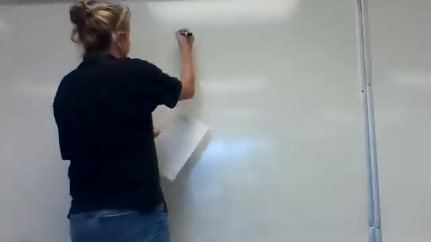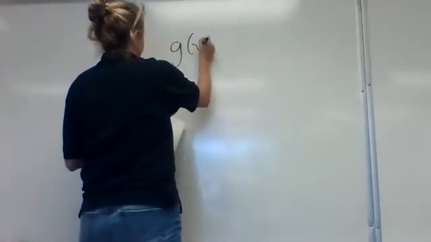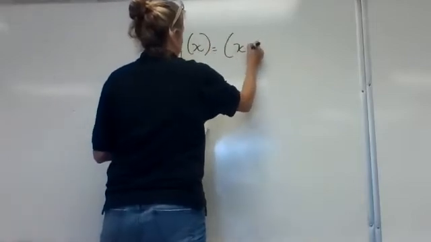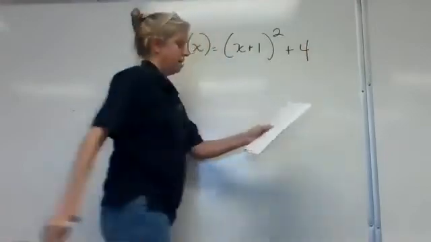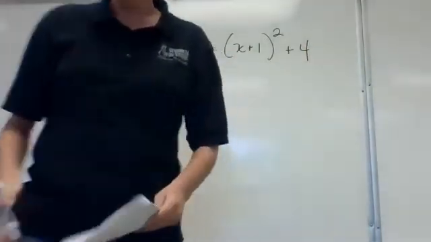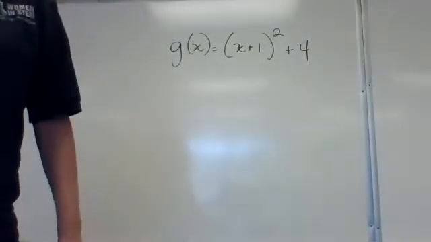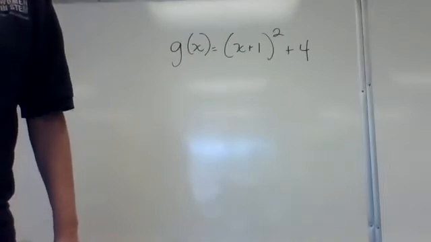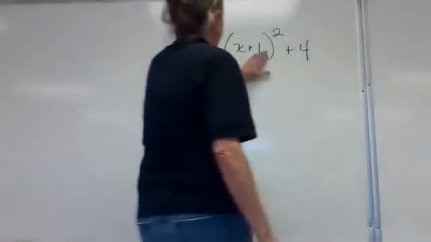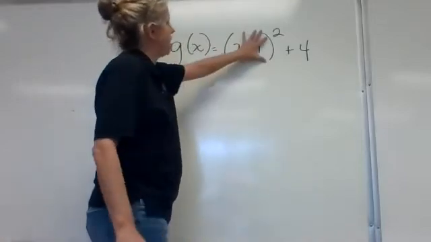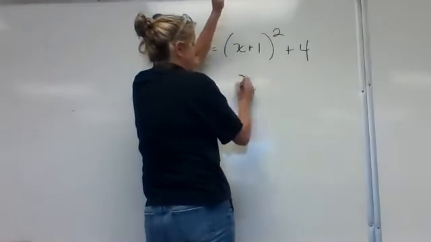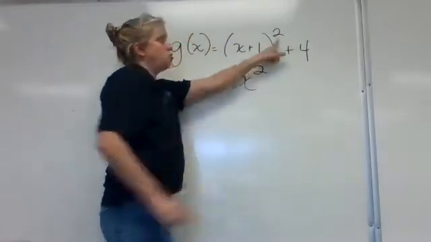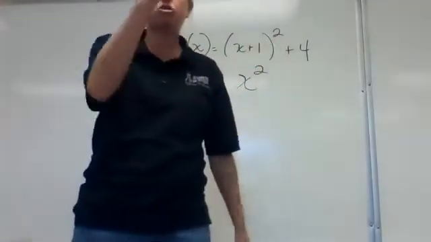g of x equals (x plus 1) squared plus 4. Okay, so first of all, it's going to ask you, what is the shape of this graph going to start off with? What's going to give it its shape? It's going to start off with the graph of x squared. That's what's giving it the U shape.